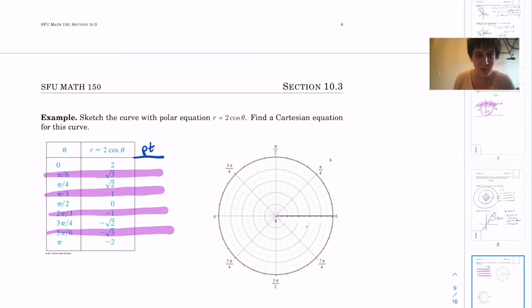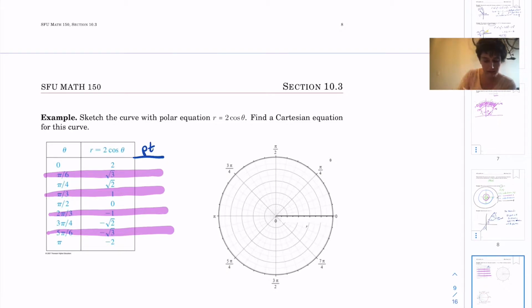All right, now we're going to try a couple more illustrative examples of more involved polar curves. Okay, so we're asked to sketch the curve associated with the polar equation r equals 2 cos theta. And then we're tasked with finding the Cartesian equation for this curve. So we're going to start by sketching. We're going to go back to nuts and bolts here and actually find some coordinates and plot them.